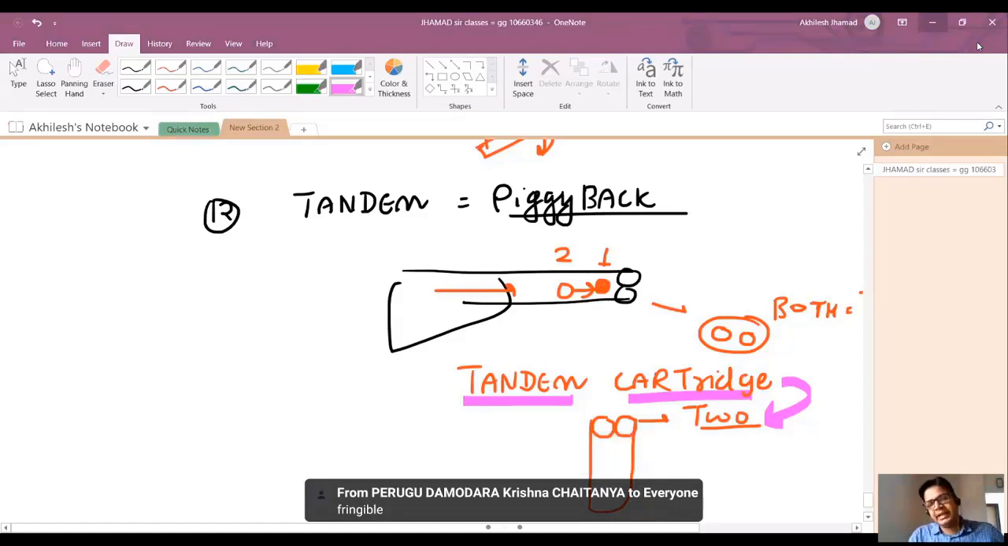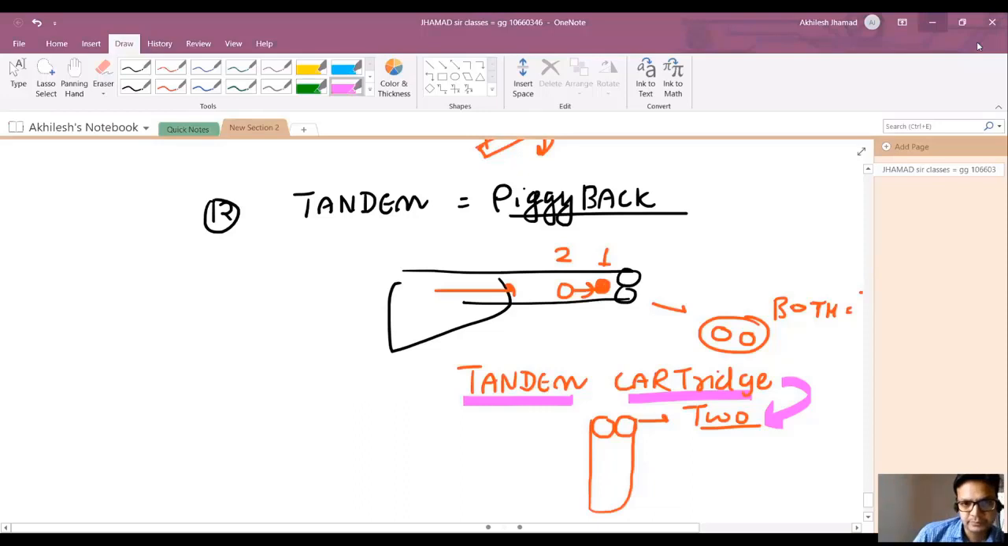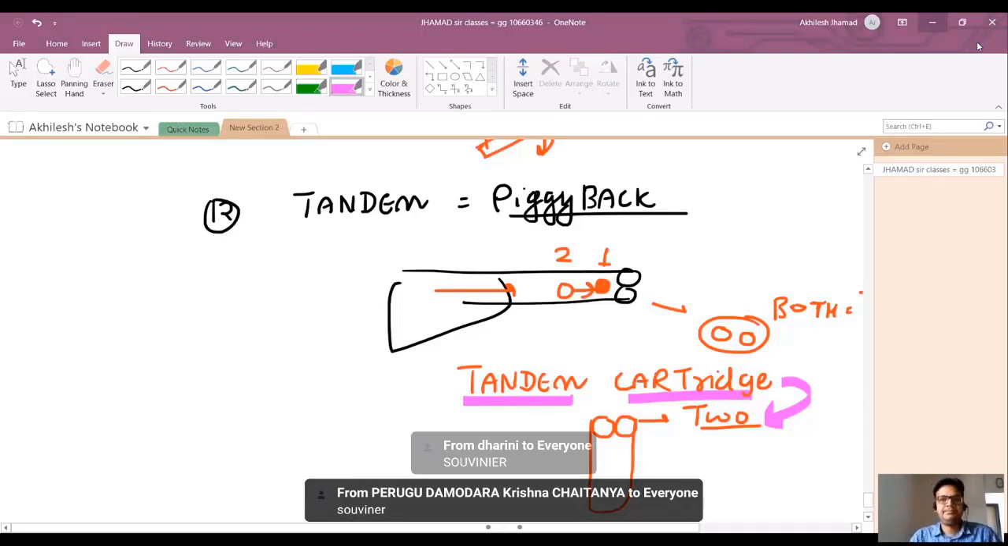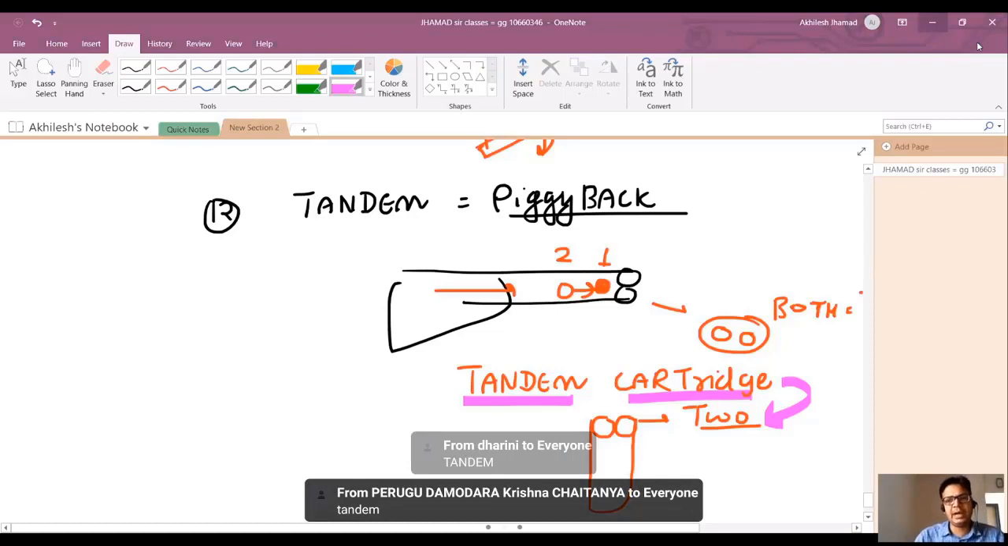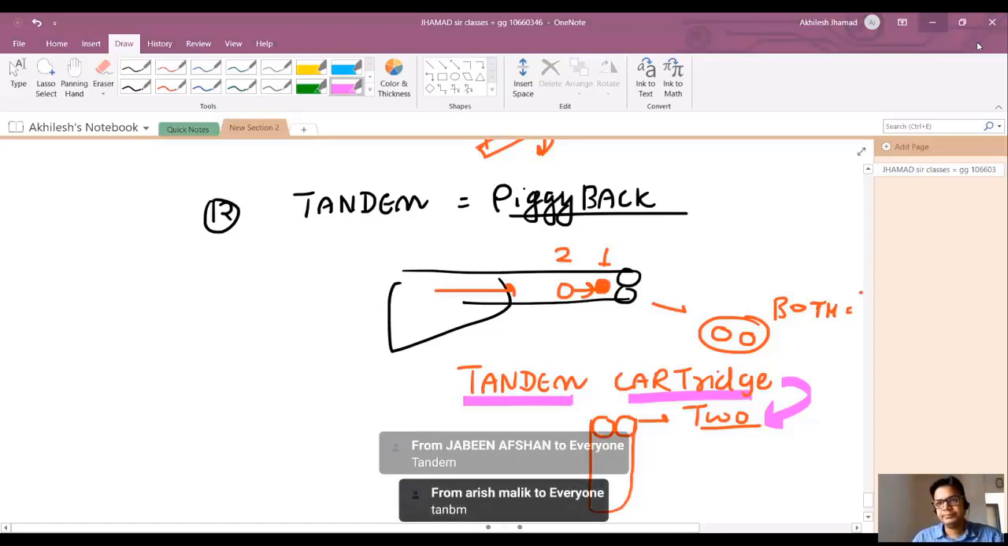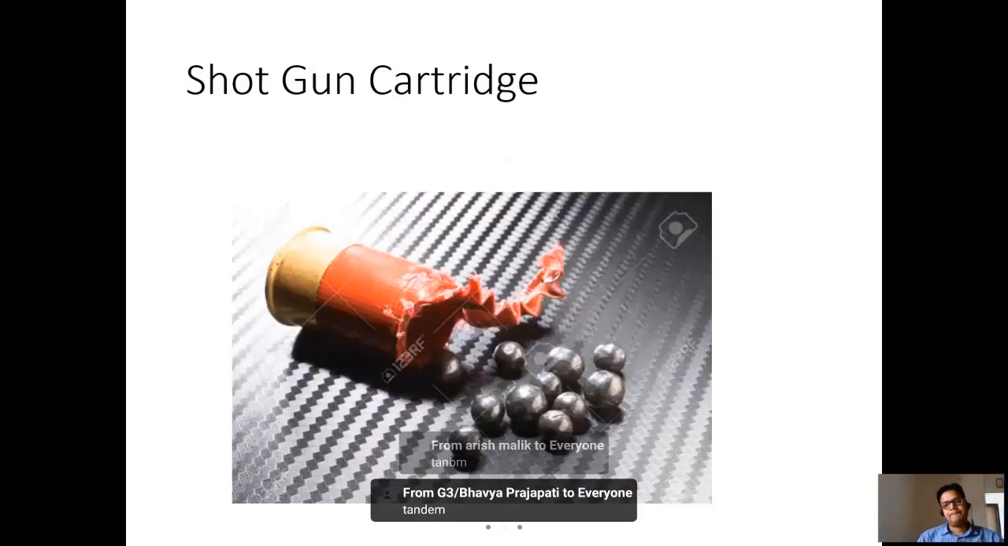Which bullet is deposited in skin and subcutaneous tissue? Skin and subcutaneous tissue deposition bullet is known as? Souvenir bullet. Absolutely right. One bullet pushing another bullet, so two bullets coming out, is an example of which bullet? It is tandem bullet. Absolutely right.